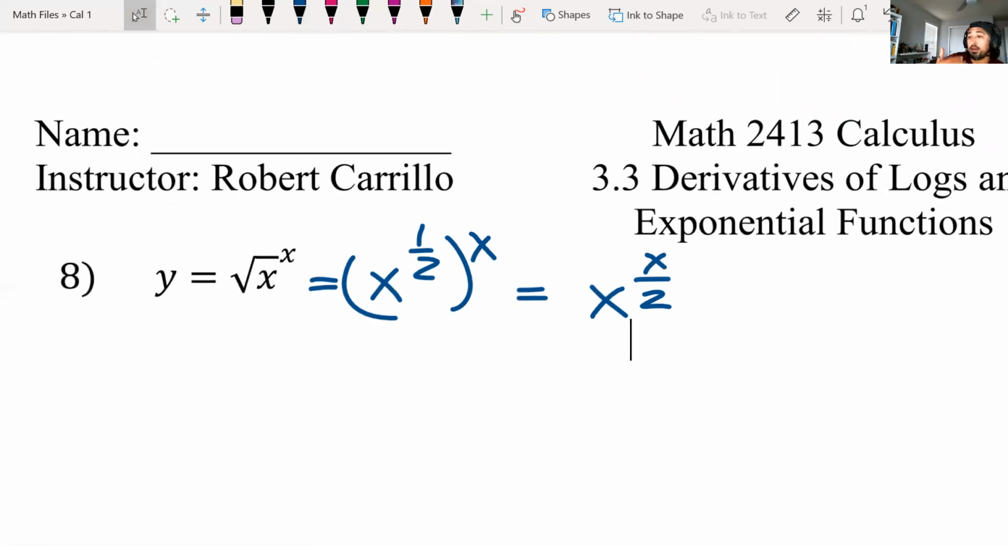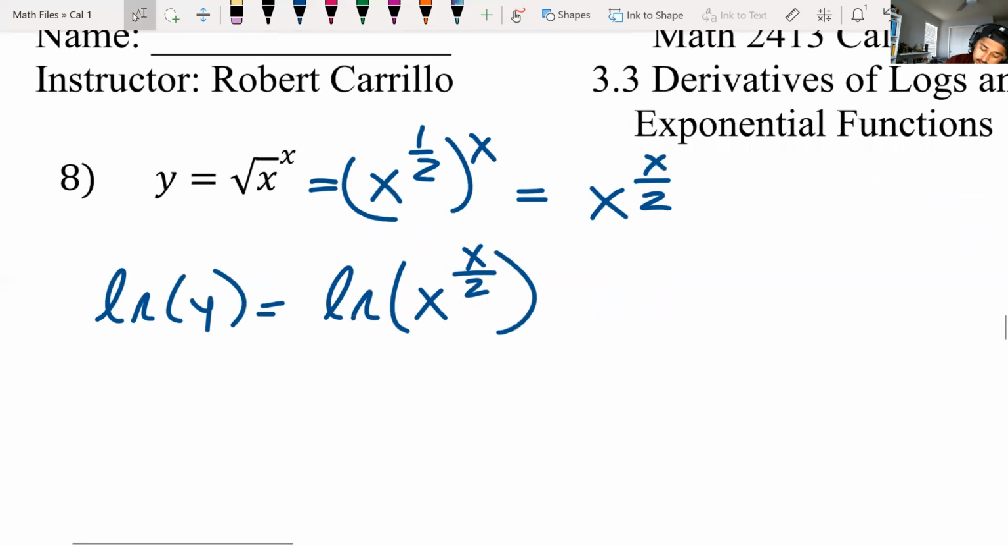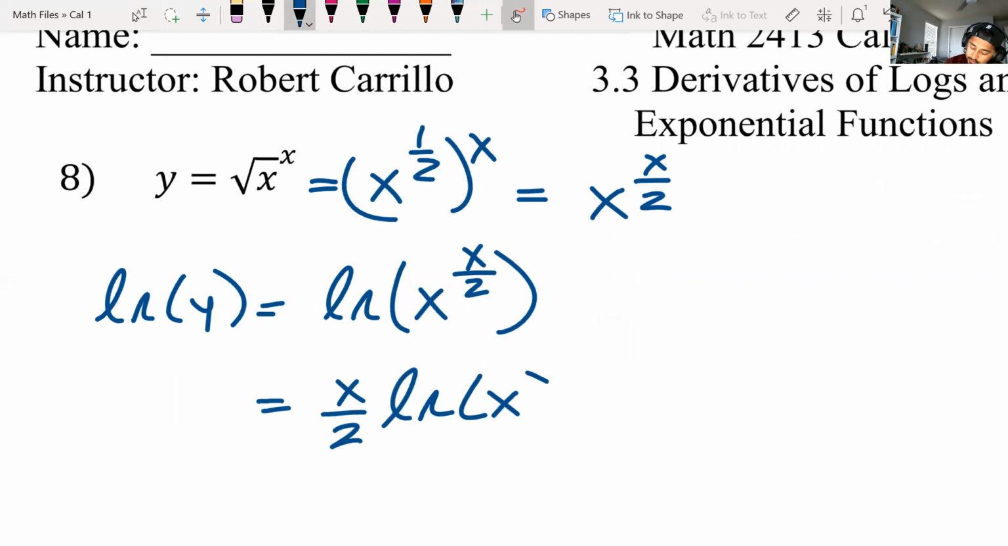Because remember, exponent raised to an exponent, the operation is multiplication. So 1/2 times x is x over 2. Okay, so we'll apply the natural log on both sides. Natural log of y equals the natural log of x to the x over 2. And for the right side, that x over 2 just comes down and you get x over 2 times the natural log of x.